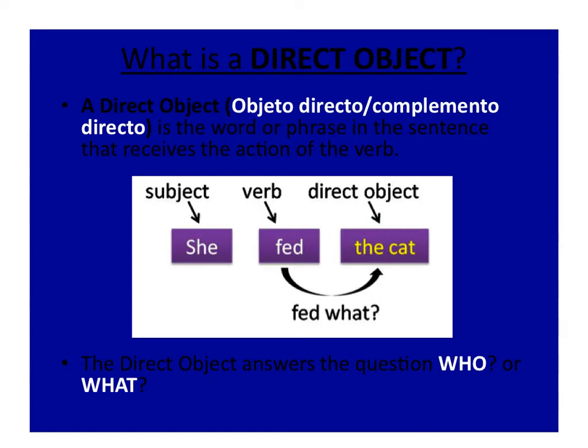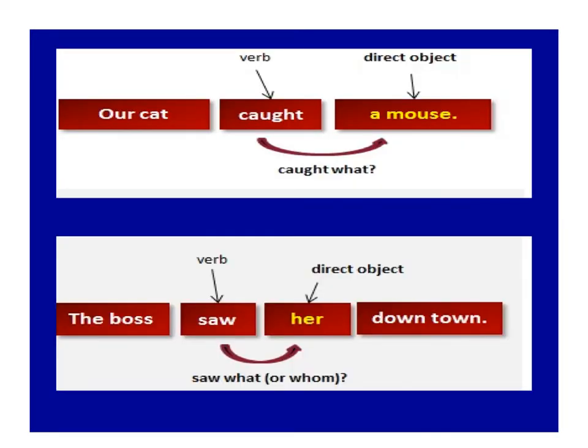Now, let's look at a few more examples. In the sentence, our cat caught a mouse. Again, our cat is the subject, is what we're talking about. Caught is your verb, the action. Our cat caught what? A mouse. Mouse is your direct object.